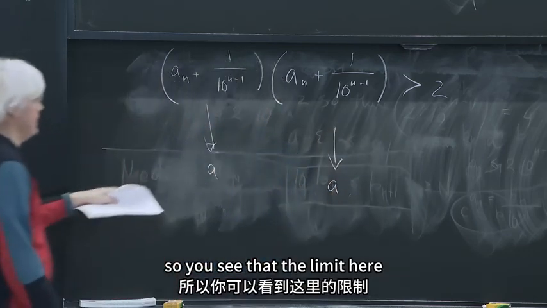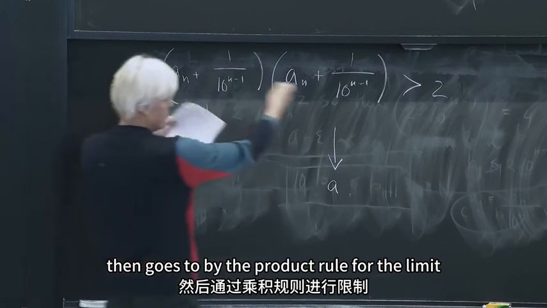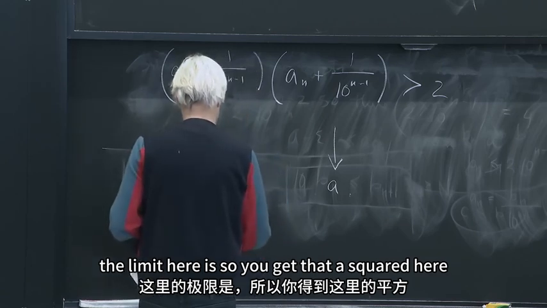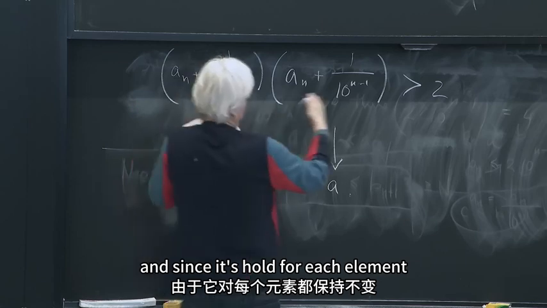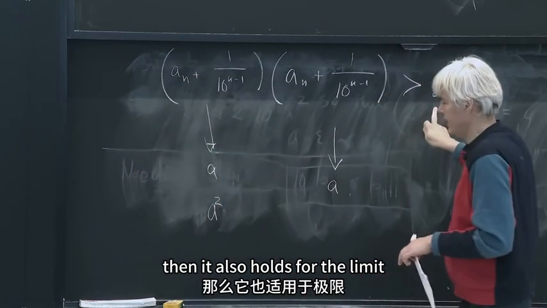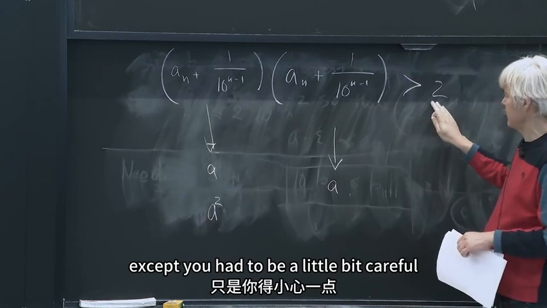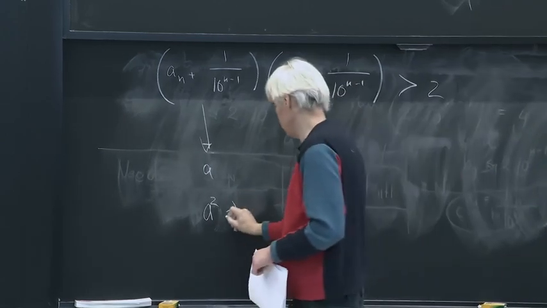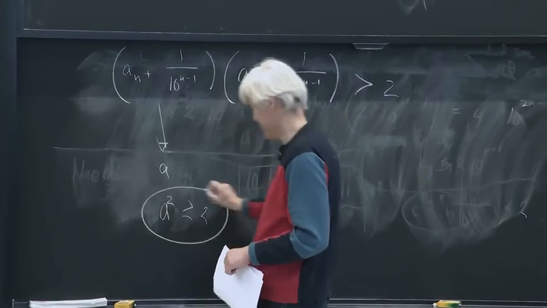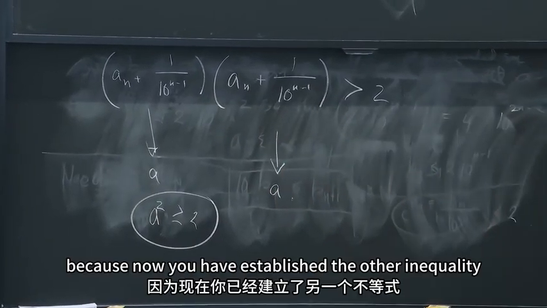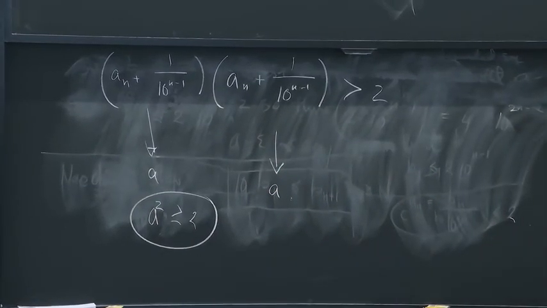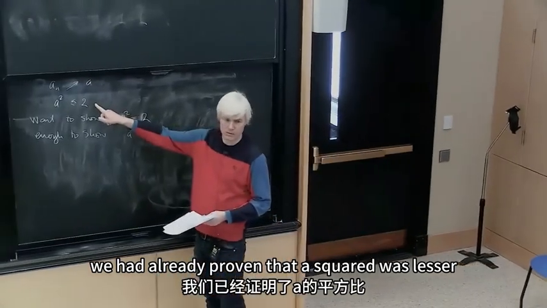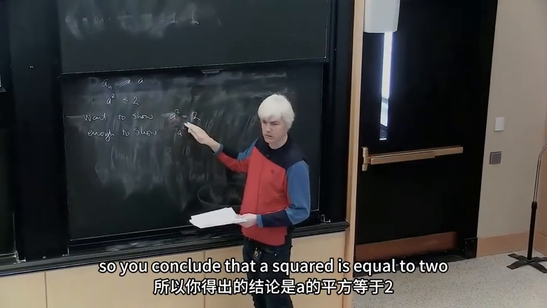So you see that the limit here goes to, by the product rule for the limits, a squared here. And since it holds for each element, then it also holds for the limit, right? Except you have to be a little bit careful. It may not be strict inequality, but just bigger or equal to. And of course, in fact, it is equal to, because now you have established the other inequality, that a squared was bigger or equal to 2. We had already proven that a squared was less or equal to 2, so you conclude that a squared is equal to 2.